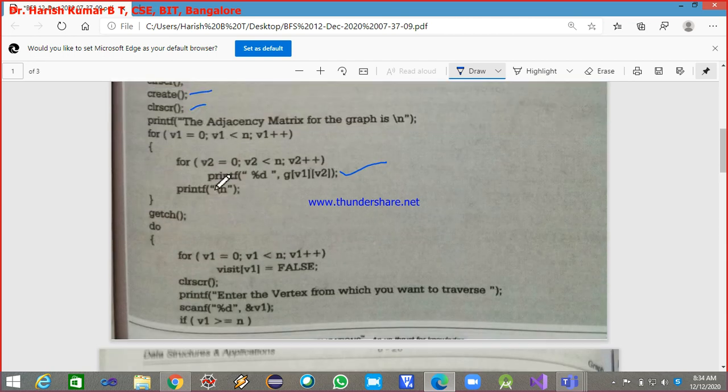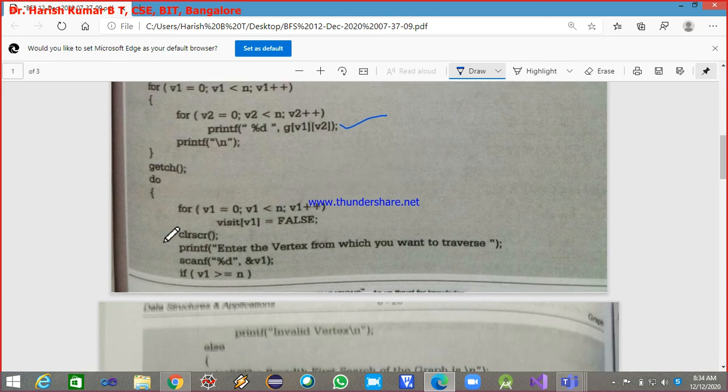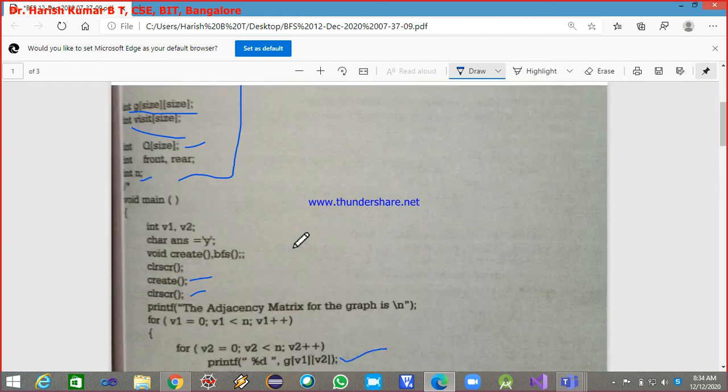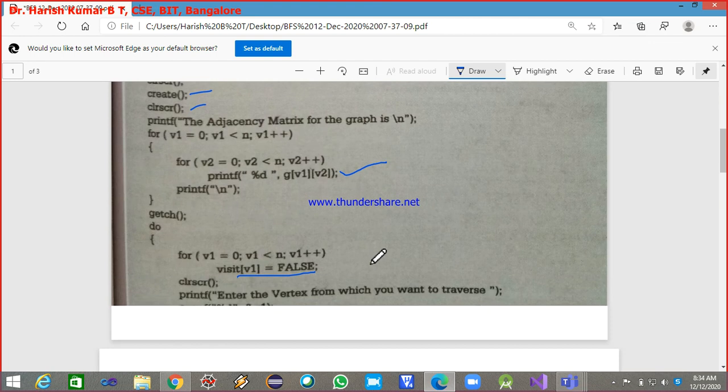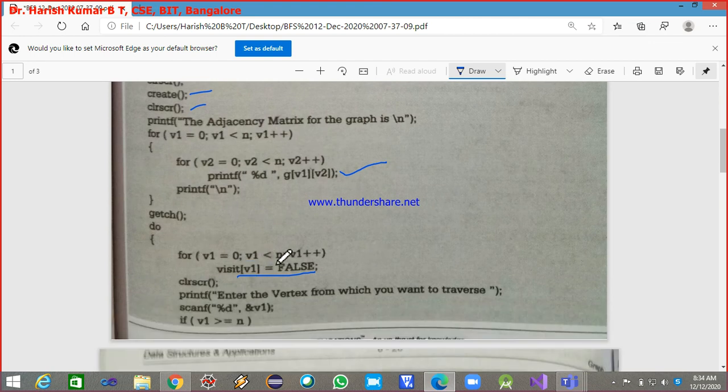After reading the matrix, getchar, and then I'm entering the do while loop, where I initially mark all the nodes as not visited, false. Visited is an array, as I already showed you, of size 20. Here I am running this for loop and making visited of v1 equal to false for all the n nodes. For example, I have taken 5 nodes.